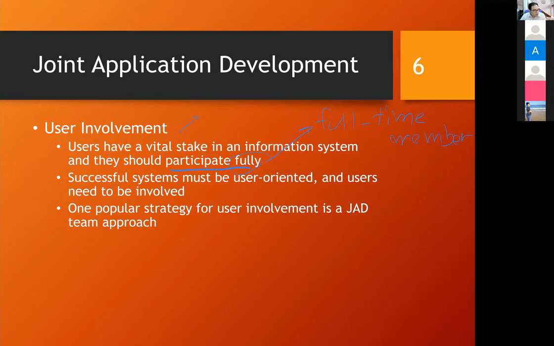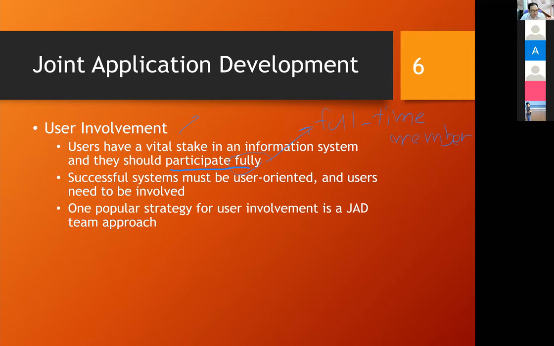successful system must be user-oriented, and users need to be involved. Okay, why must a successful system be user-oriented? Because users are the people who will use that system in the future. They will approve or reject using that system in the future. So that's why the system must be user-oriented. A successful system means a system that users accept, and they agree to use your system.